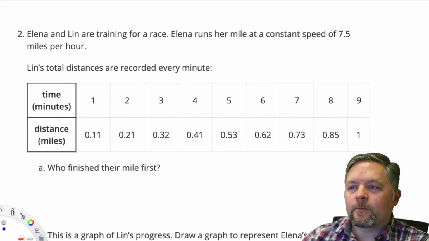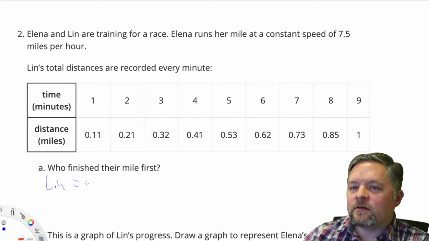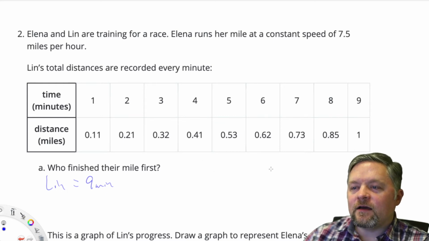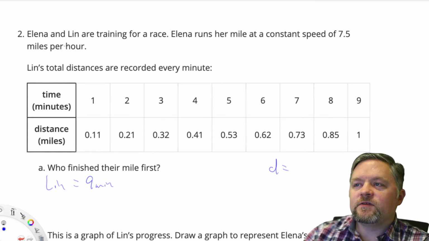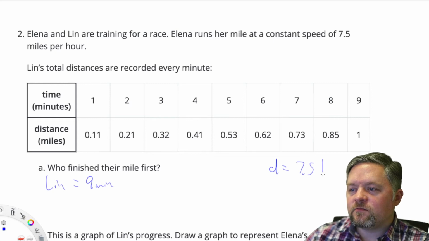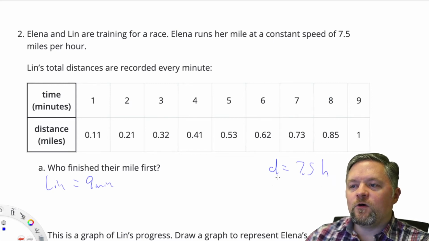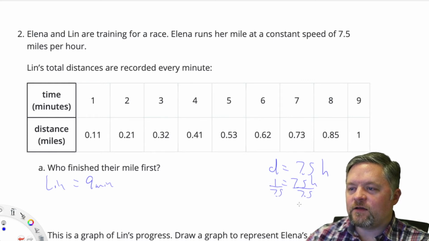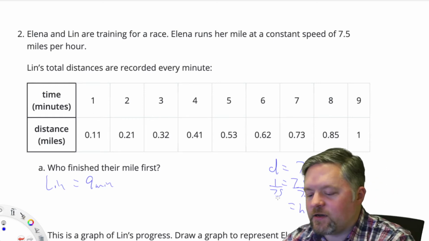So, Lynn finished the mile in 9 minutes. Elena, her distance is 7.5 times the number of hours. So if we want their distance to be 1, now how would I get this h by itself? Divide by 7.5 divided by 7.5. So h equals 1 divided by 7.5.